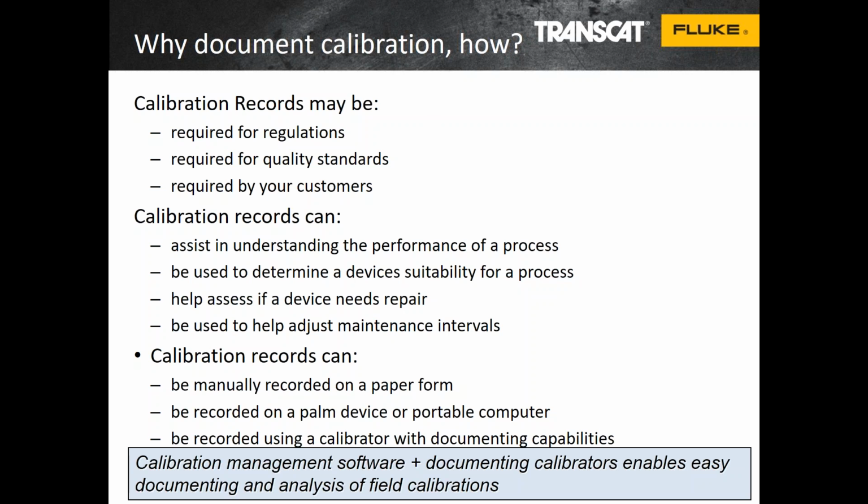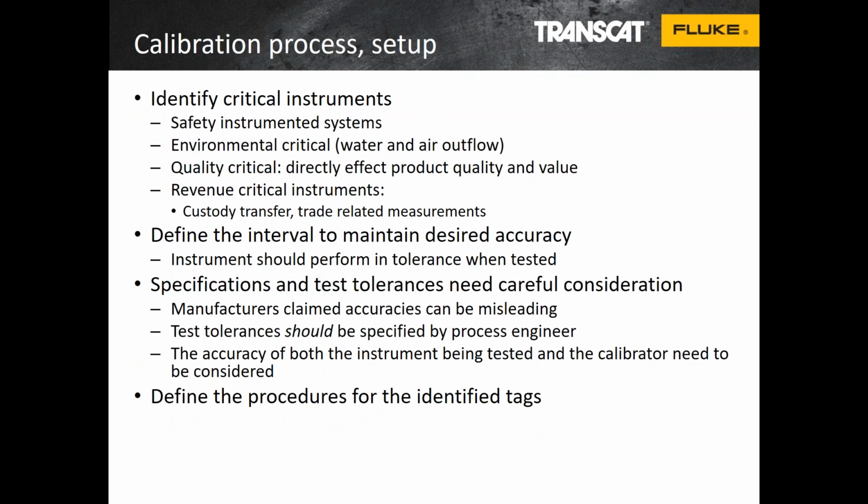Calibration records can be recorded in a variety of ways, the most common being manually recorded on a paper form. They can also be recorded on a palm device or typed directly into a portable computer. More often than not, though, when they're being typed into a portable computer, they're being done with the information from the paper form being typed in, so there's some opportunities for transcription errors as well as interpretation errors. But calibration management software plus documenting calibrators enables easy documenting and analysis of field calibrations. Next.